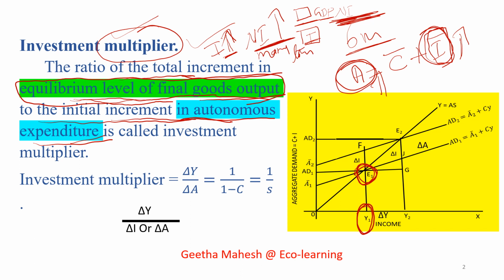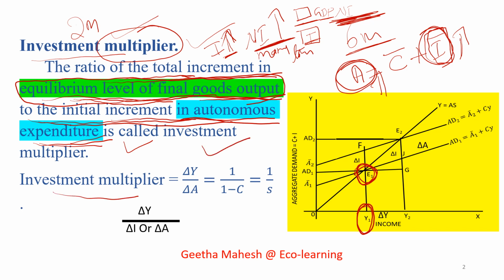This we can understand with the help of an example. Let us discuss this one. I hope you understood what is investment multiplier. Investment multiplier and its formula is important for 2 marks, so you have to learn this investment multiplier meaning. What do you mean by investment multiplier? It is a ratio of total increment in equilibrium level of final goods output to initial increment in autonomous expenditure, which is called the investment multiplier.